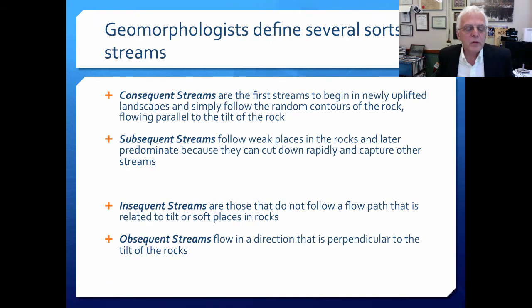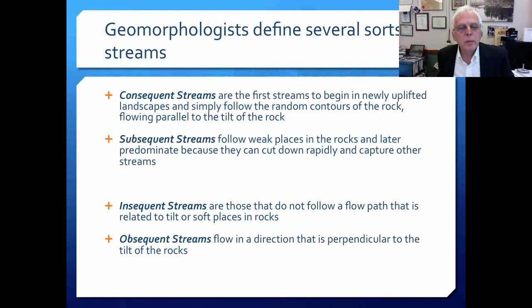So there are a couple of kinds of streams that are most important. Geomorphologists define several sorts, but we're going to concentrate on the first two, consequent streams and subsequent streams. So consequent streams are the first streams to begin in a new terrain, and if you're playing around with a stream table, the consequent stream is the one that eventually finds its way flowing downstream through this rough yet flat terrain. And they basically follow random contours of the rock, and they flow parallel to the tilt of the rock or parallel to the tilt of the land.